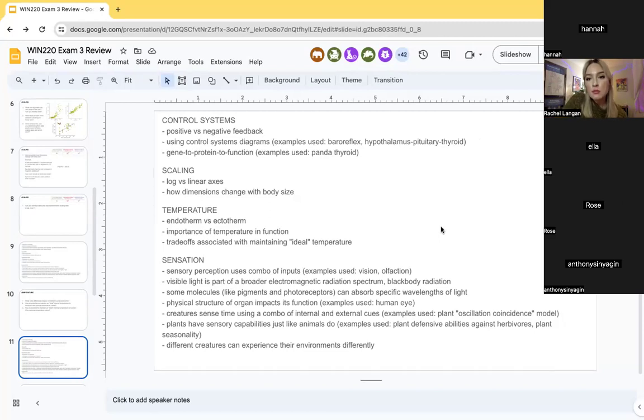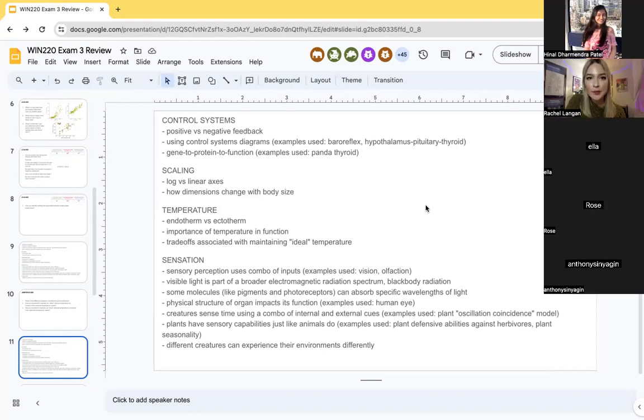So ectotherms can't change their metabolic rate at all? No, they cannot change it in response to temperatures. They can change it, like if they're running versus sleeping, then their metabolic rate is going to change, but not as a way to regulate their temperature. Okay, thank you.